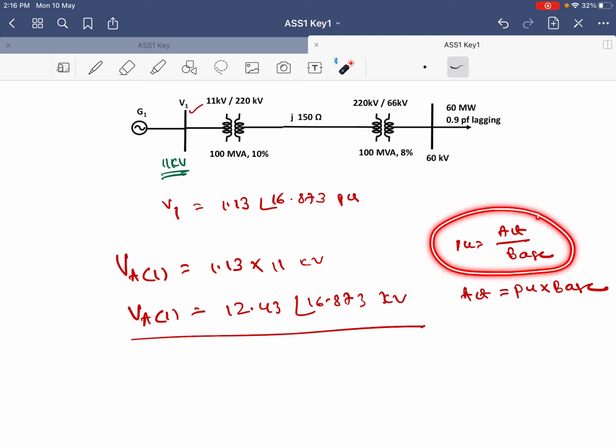We know that the definition of per unit is the actual value divided by base value. To get the actual value, you have to multiply per unit value into base value. The per unit value was already calculated, 1.13. At this point, the base value is 11 kV. Therefore, I am multiplying 1.13 into 11. What I am getting is 12.43 an angle of 16.873 kilovolts, the terminal voltage of the generator.